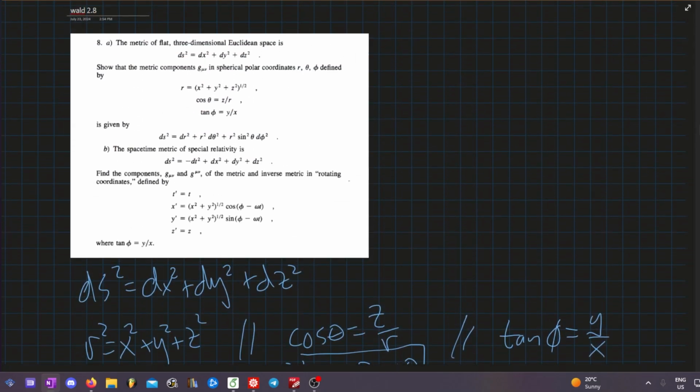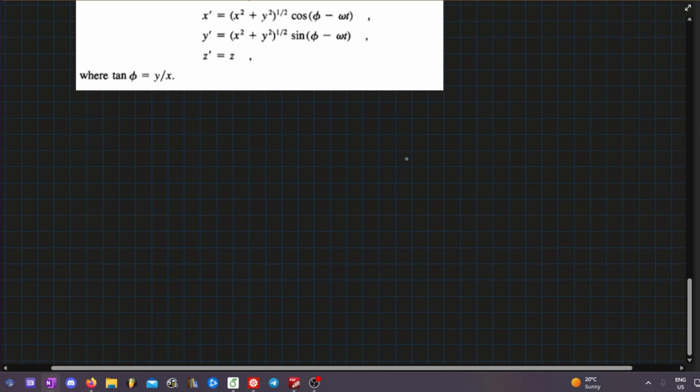Okay, so we can start on part B now, where he gives us the space-time metric of special relativity, which looks the exact same as in part A, except we now have this minus dt squared term here. And Wald wants us to find the components of the metric and the inverse metric in rotating coordinates, so he gives us these relations between the primed and unprimed variables. Yeah, and we just got to compute the metrics, so let's go ahead and do that.